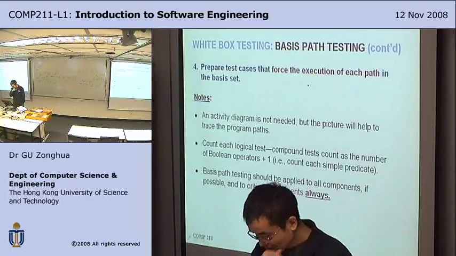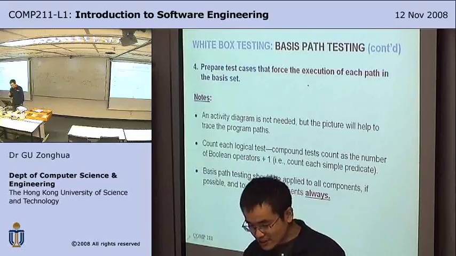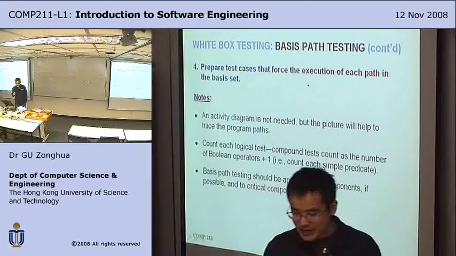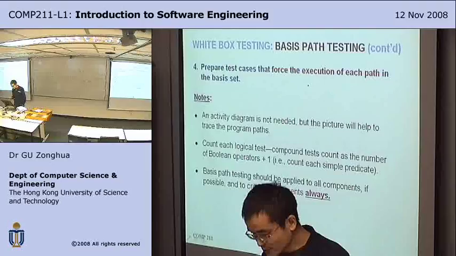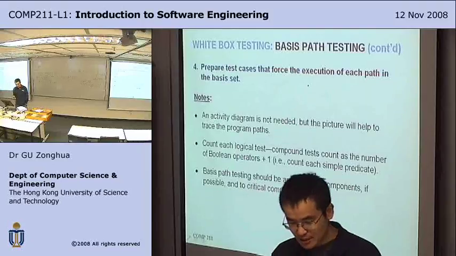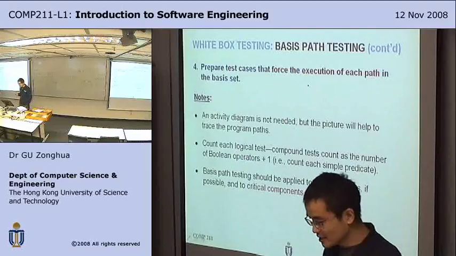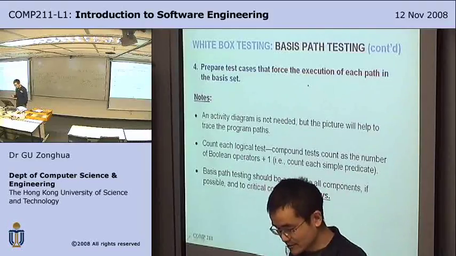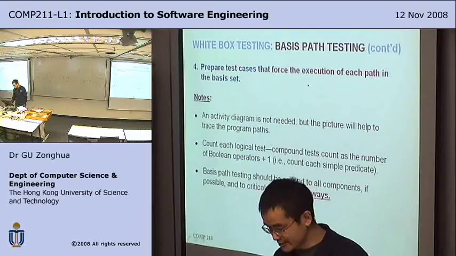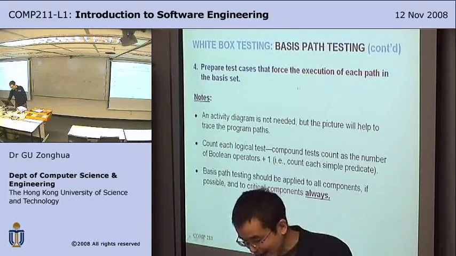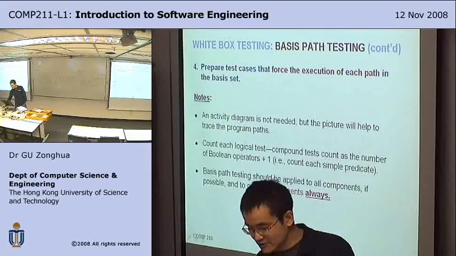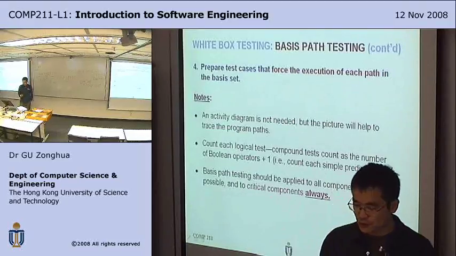So the activity diagram is not needed, but the picture will help to trace the program paths, so that you know exactly which of the conditional checking nodes need to be forced to take the left or right branch. Count each logical test. Compound tests count as number of Boolean operators plus 1.